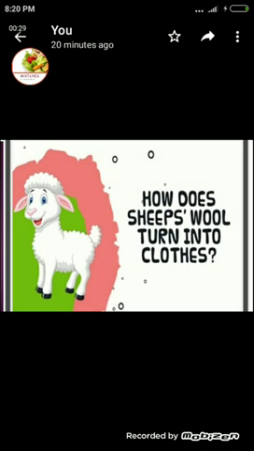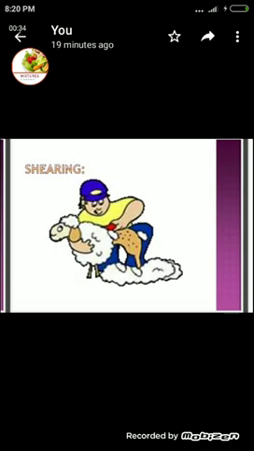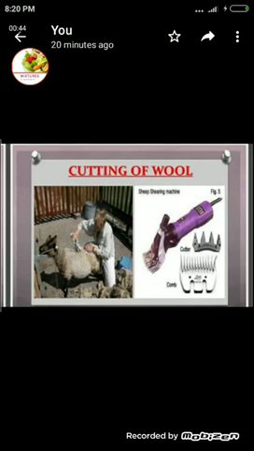How does sheep's wool turn into clothes? The first process is shearing. What do you mean by shearing? The fleece of the sheep along with a thin layer of skin is removed from the body. This process is called shearing, or in other words, the cutting of wool is called shearing.